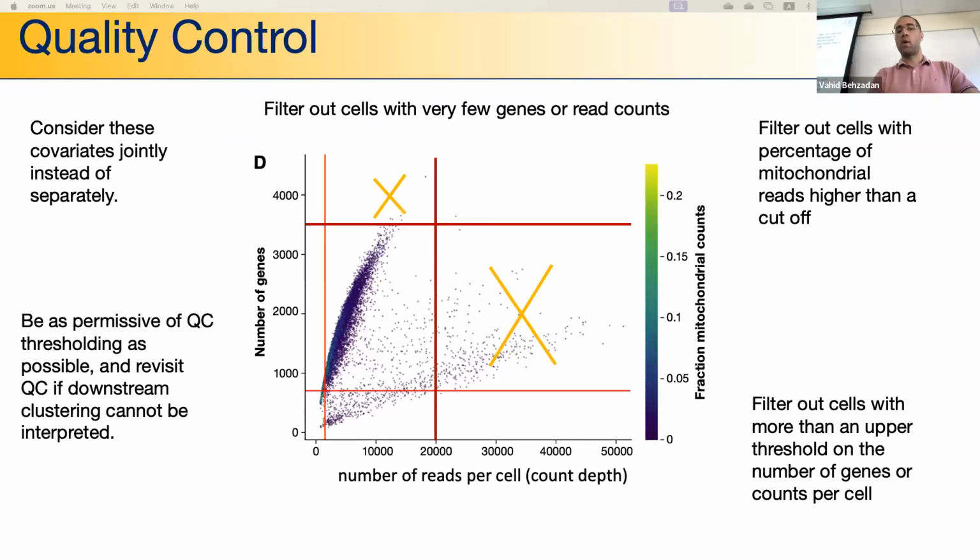However, during quality control, you try to be as permissive as possible. And if you get bad results, you then go back and be more restrictive and so on.